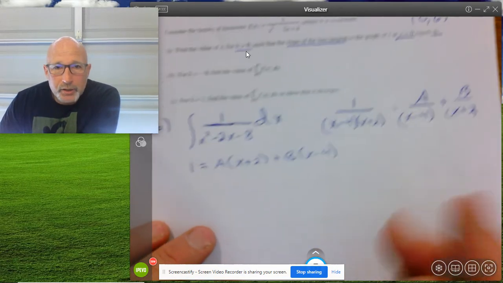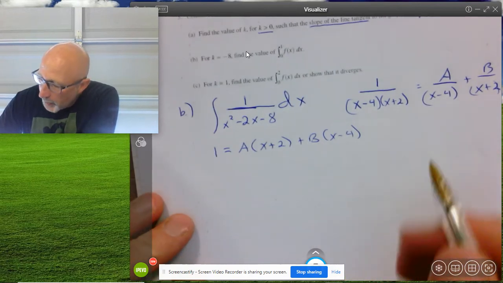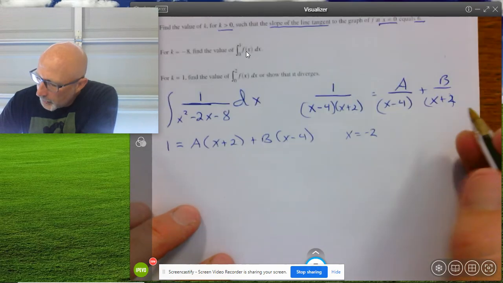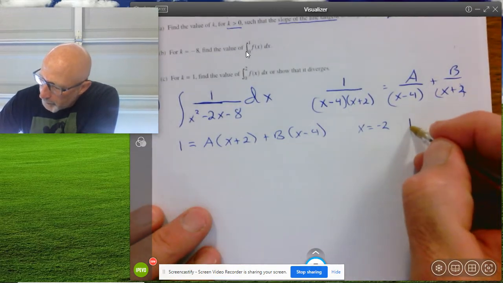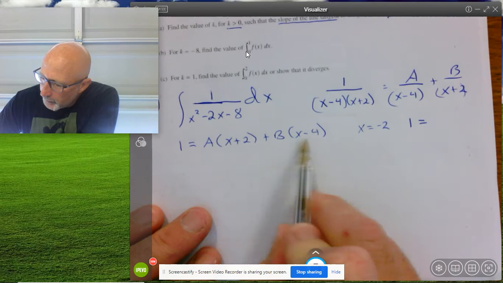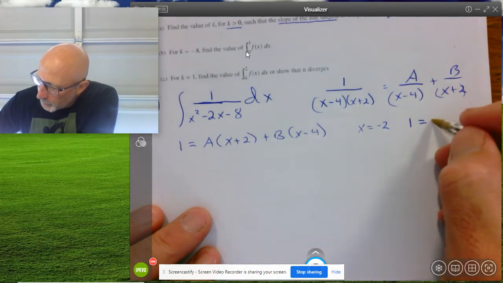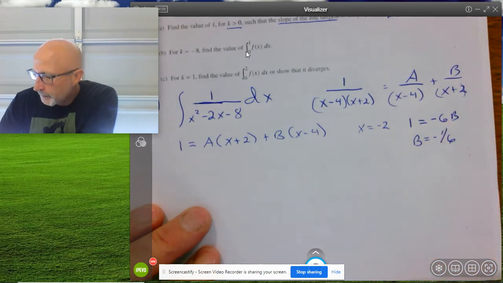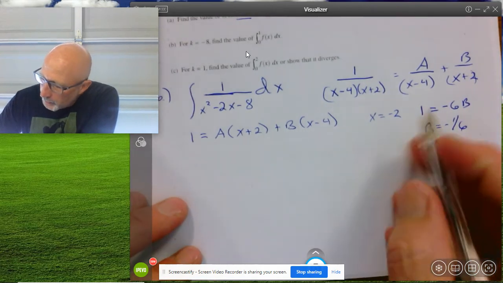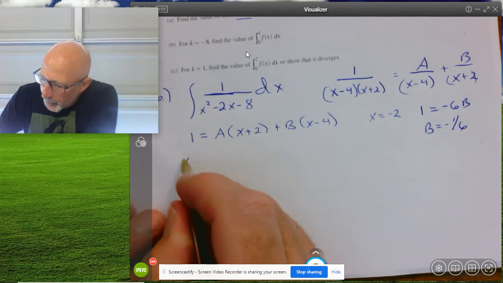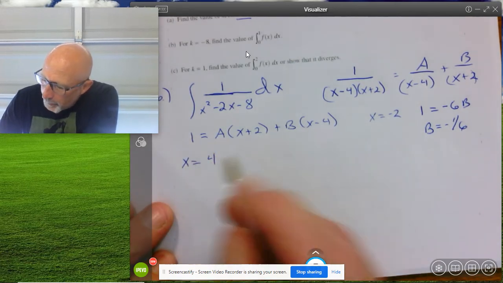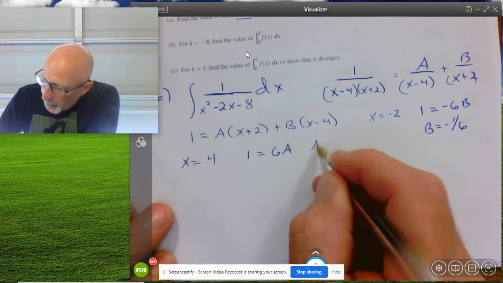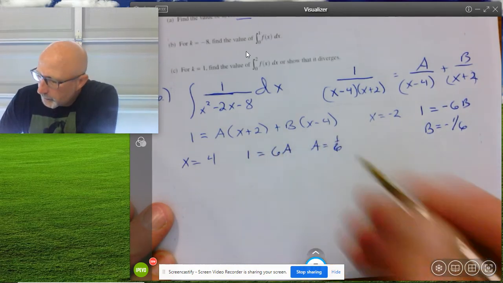Okay, remember then I carefully choose values of x. So I'm going to say x is equal to -2. When x is equal to -2, I'm going to have 1 is equal to, this is going to go away, and here I'm going to have -6. So -6b, so b is equal to -1/6. Okay, and then I go ahead and choose another value very carefully. So I'm going to say x is equal to +4. So in doing that, I'm going to have 1 is equal to 6a, a is equal to 1/6.